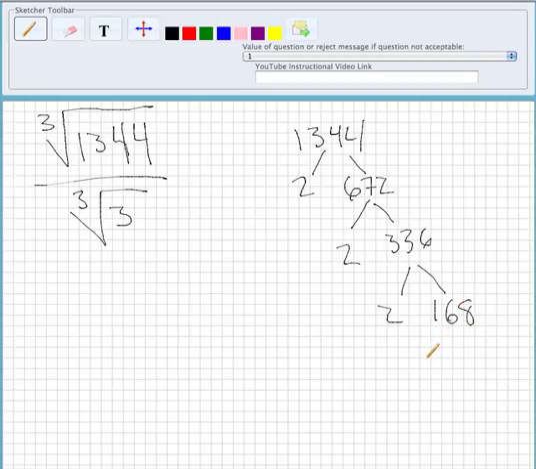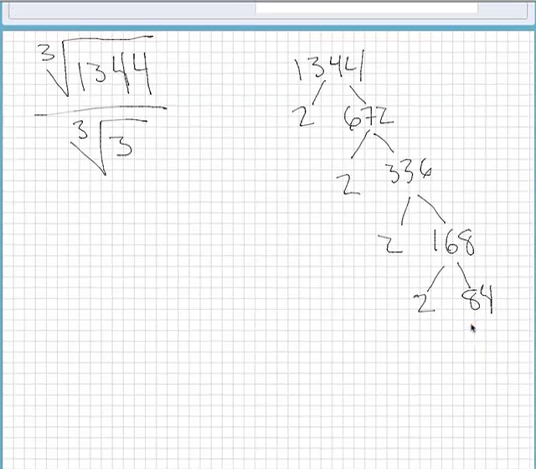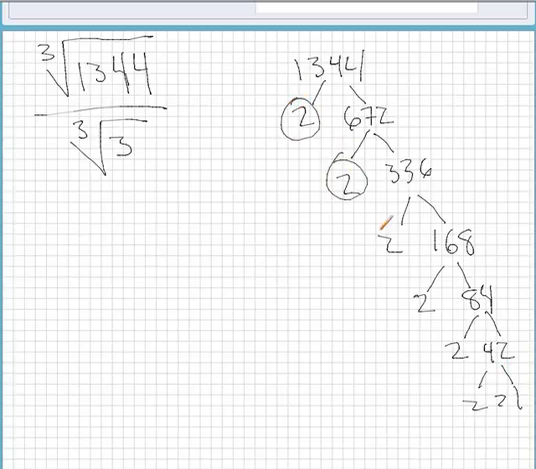Divided by 2 again is 2 and 84. And then you can divide it by 2 again is 2 and 42. And then one more time is 2 and 21. Alright, so there's 1, 2, 3.